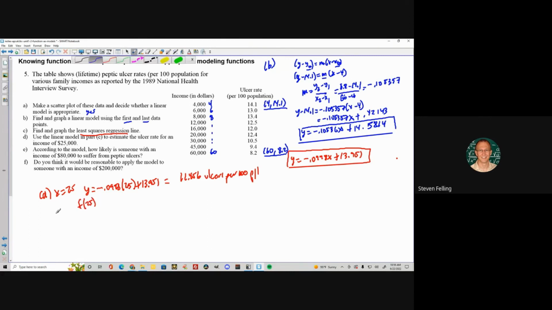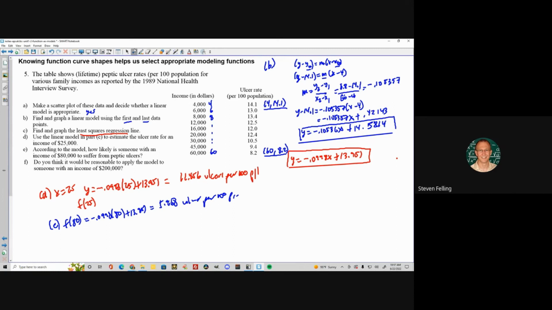All right, next it says, according to the model, how likely is somebody with an income of 80,000 to suffer from peptic ulcers? So that's just giving me a different X value. So I'll evaluate F at 80. And when you plug that in, you get negative 0.0998 times 80 plus 13.951, and we get 5.968 ulcers per 100 people.